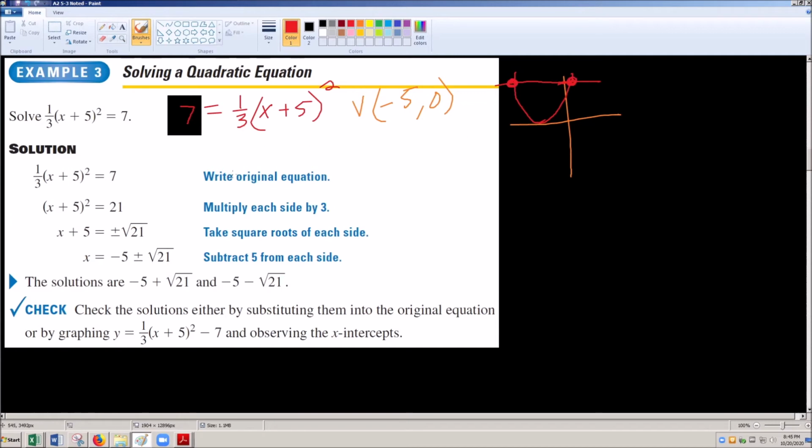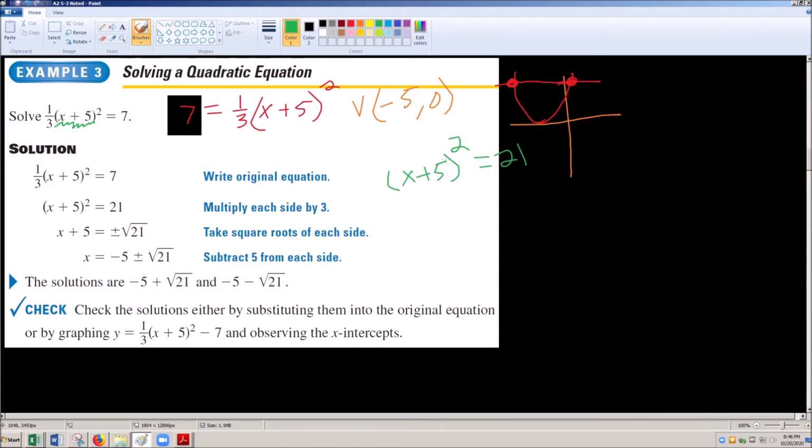So now as we go through this thing, we want to solve it. The first step I'm going to do is get the whole chunk by itself. When I look at the thing being squared, that is what I want to get by itself. To get that by itself, I'm going to multiply both sides by 3. So I get x plus 5 squared equal to 21, because I multiplied both sides by 3. 3 times 1/3 just cancels off. 7 times 3 gives me 21.